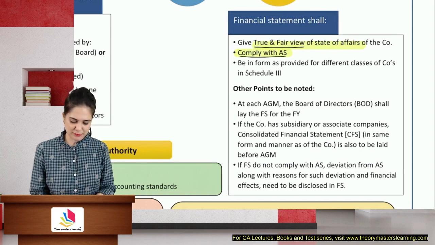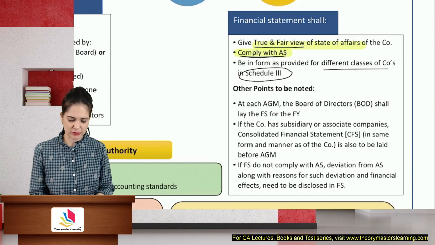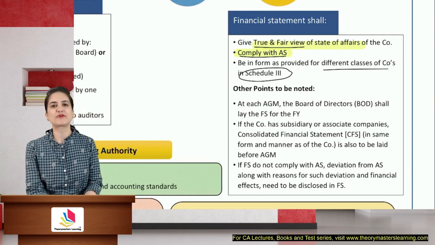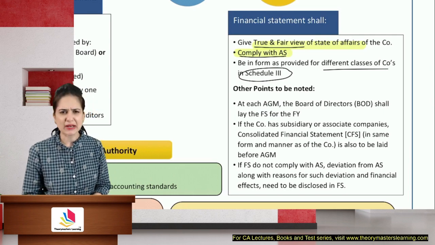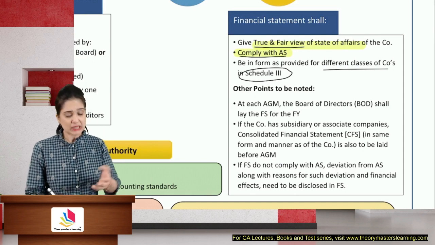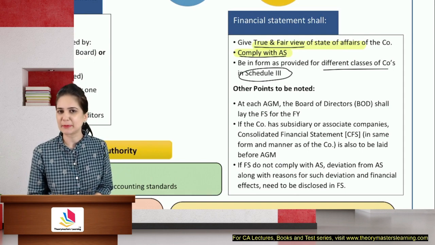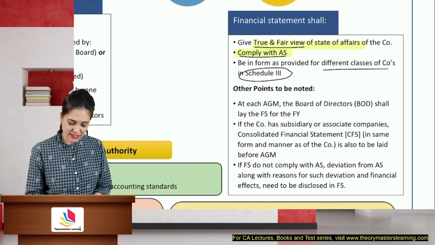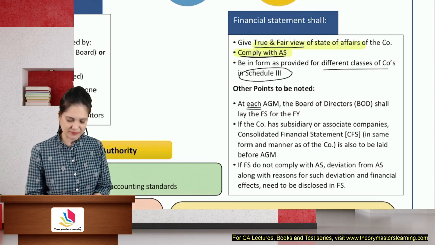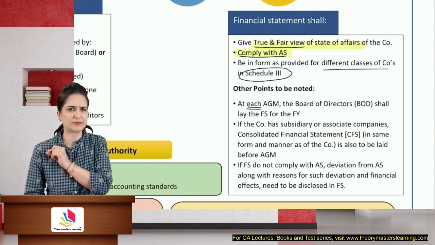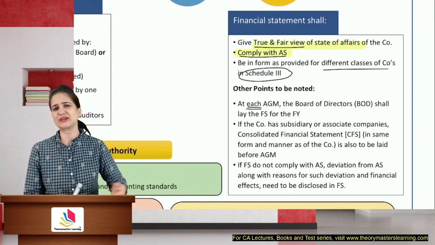It should be in a form as provided for different classes of company in Schedule 3. Schedule 3 will give you the format of preparing the profit and loss account and balance sheet. So it should be in that format only. These are a few other points that you should keep in mind while preparing the financial statement. At each annual general meeting, this is something which will be considered in every annual general meeting. It's an ordinary business, considering the financial statements.